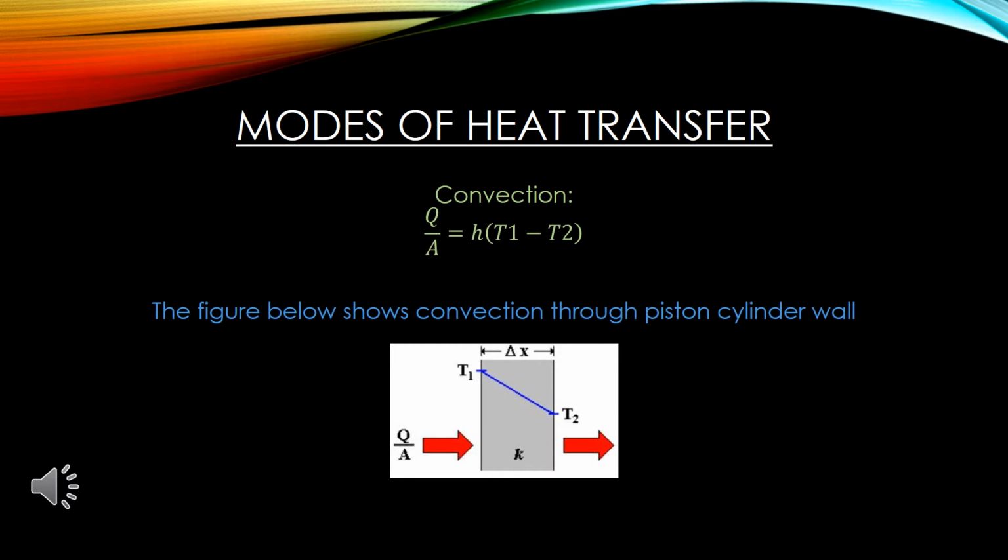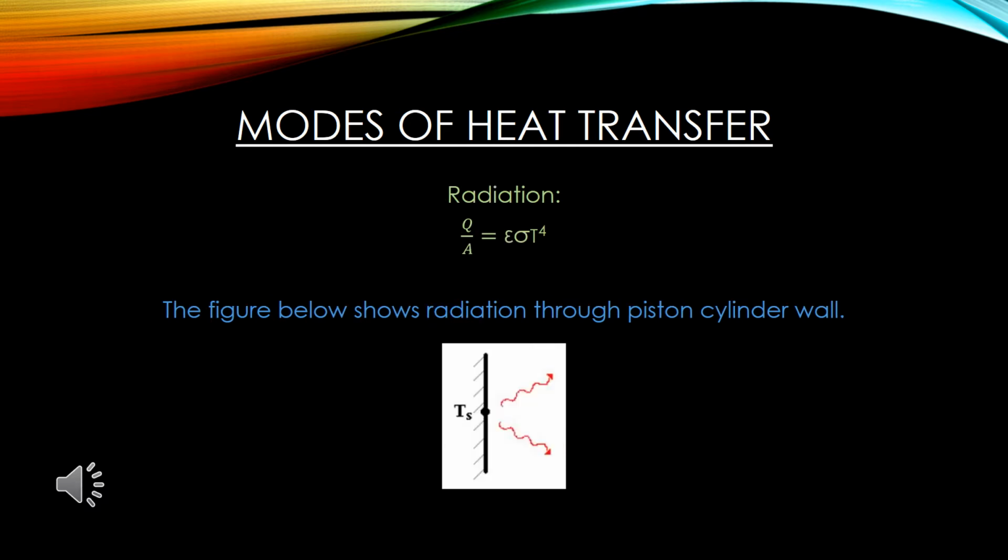Convection heat transfer. The convection heat transfer formula is Q divided by A is equal to h times (T1 minus T2). The figure below shows convection through the piston and cylinder wall. Radiation heat transfer. The radiation heat transfer formula is Q divided by A is equal to epsilon sigma T to the power of 4. The figure below shows radiation through the piston and cylinder wall.